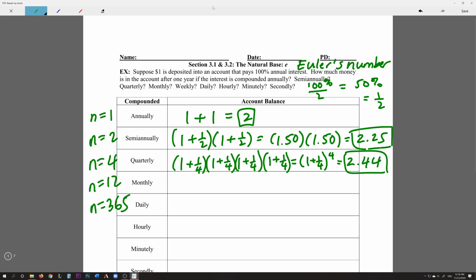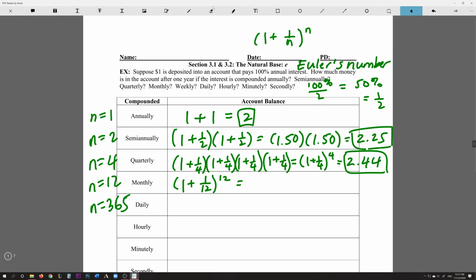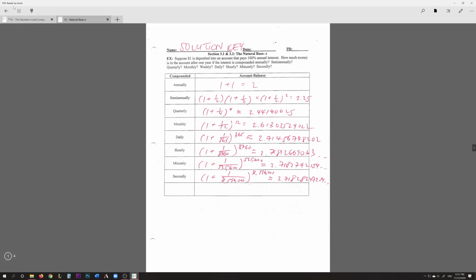If you notice, the pattern goes like 1 plus 1 over n, where n is the number of times that you compounded, raised to the power of n, if this is within a year. So if we did it monthly, then it would be 1 plus 1/12 raised to the power of 12. If you did it monthly, you would get $2.61, rounded to the nearest hundredth.